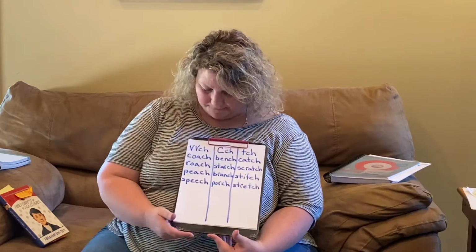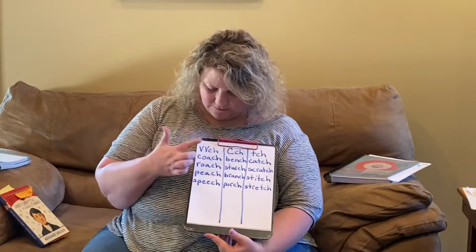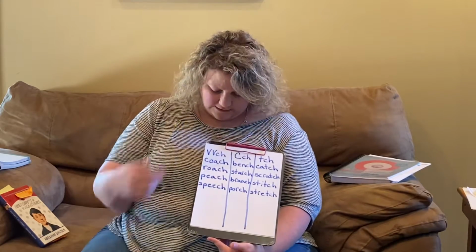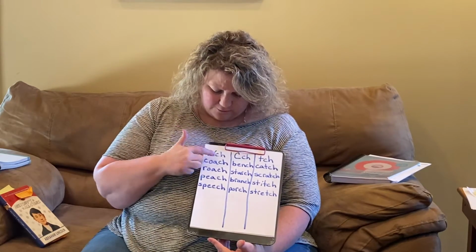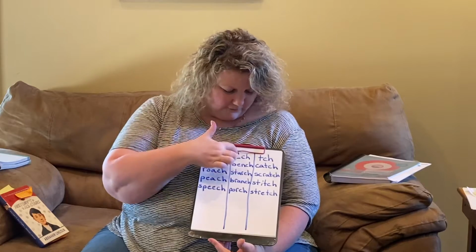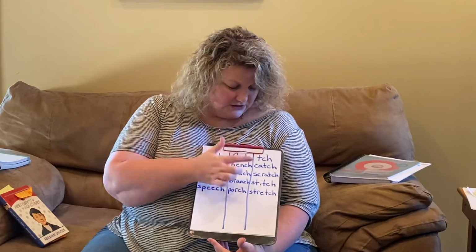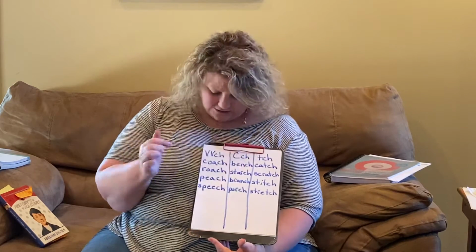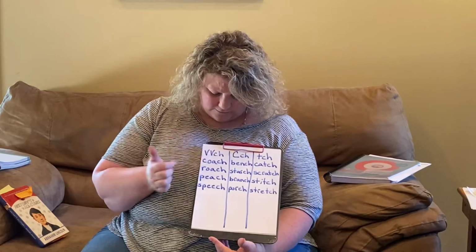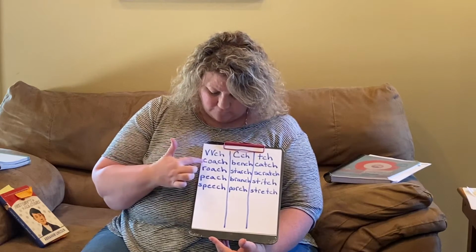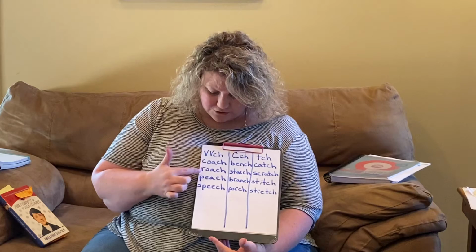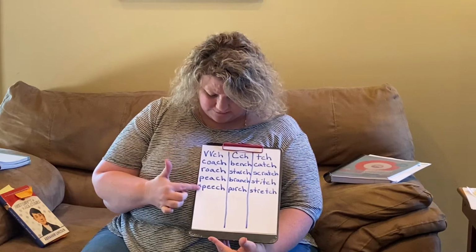But first, let's look at our words. All right, they're different this week. They're based on ending patterns. We have vowel, vowel, CH. We have consonant, CH. And we have T, CH. So let's look at the vowel, vowel, CH. We have coach, roach, peach, speech.